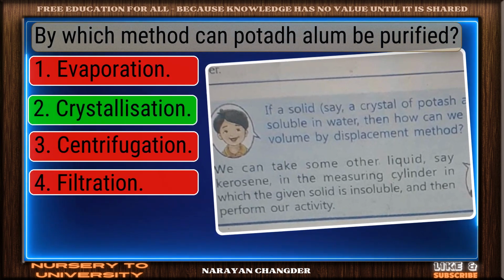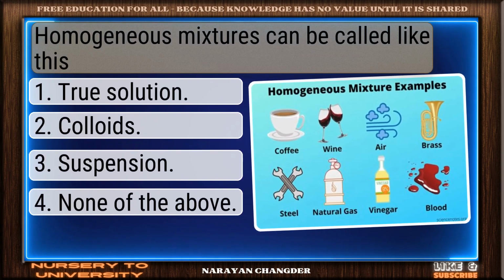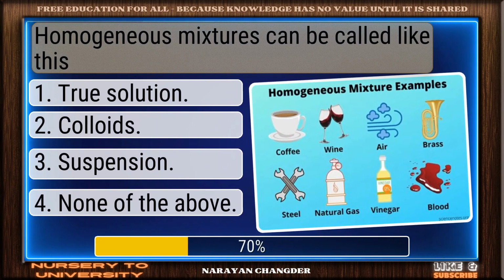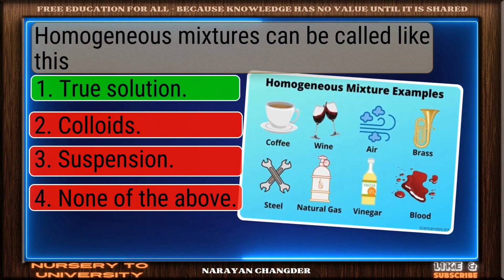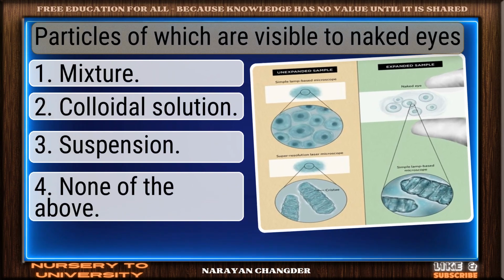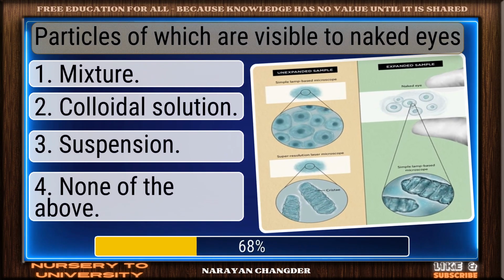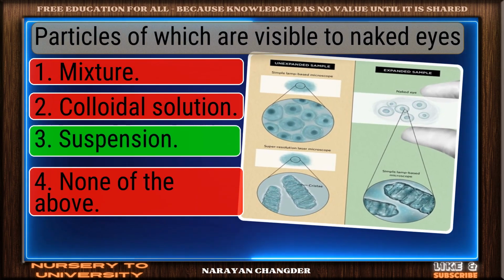Well done. Crystallization is the right choice. Question number 208. Homogeneous mixtures can be called like this? You're right. True solution is the correct answer. Question number 209. Particles of which are visible to naked eyes. Smart move. Suspension is an accurate answer.